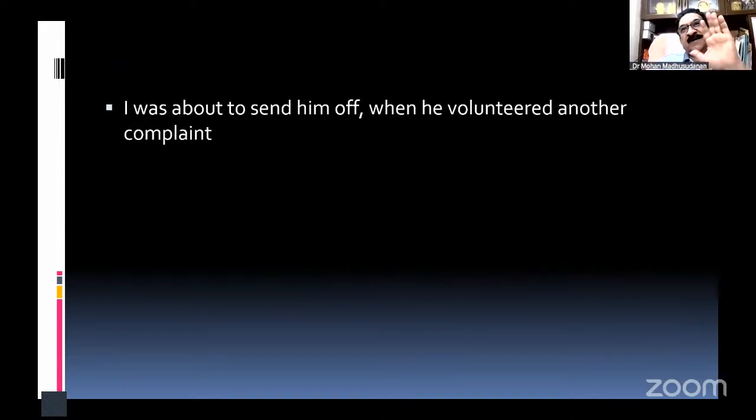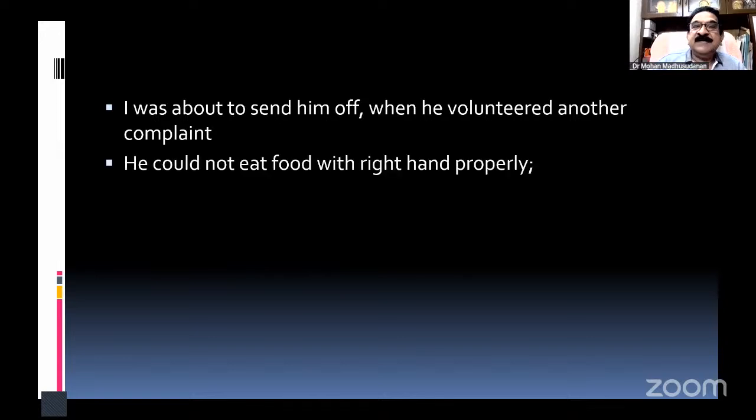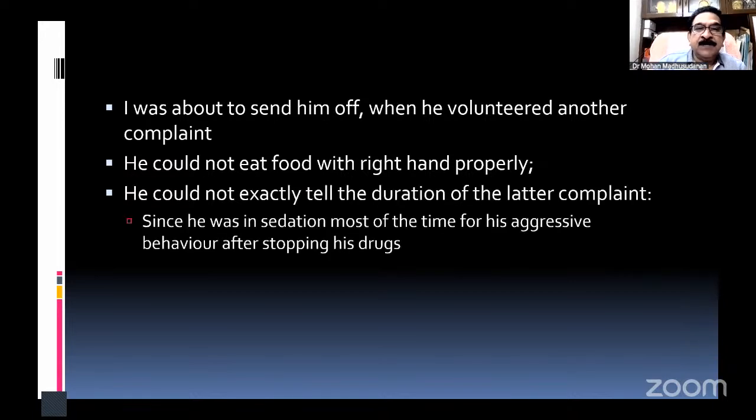Now, this story does not end there. I was about to send him off when he volunteered another complaint. He said he could not eat food with his right hand properly. In fact, I had sent him out of the room. Then he came back again, told me, sir, I got one more problem. What problem? I got upset because I had already spent time on him. Then I started examining once again. He could not exactly tell. I asked him how long he had the problem.